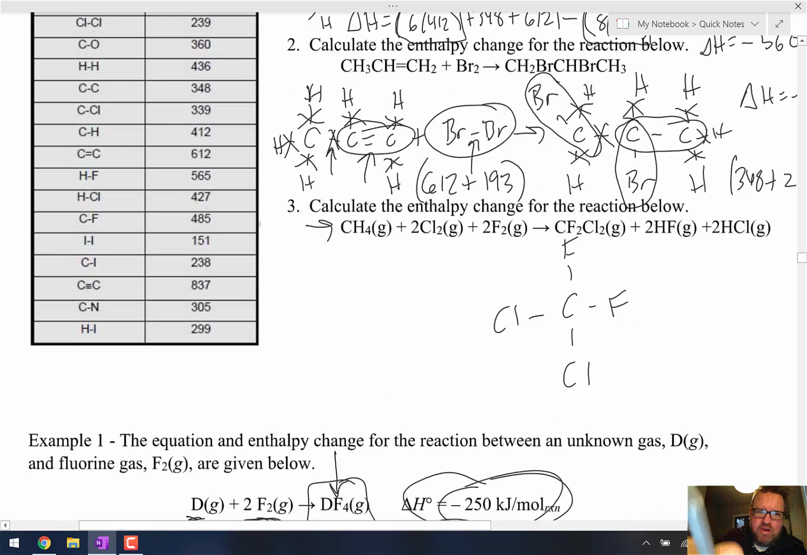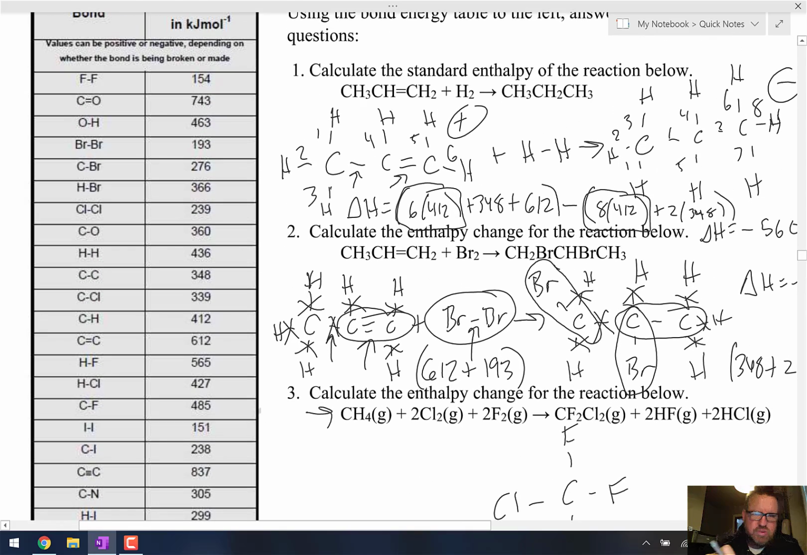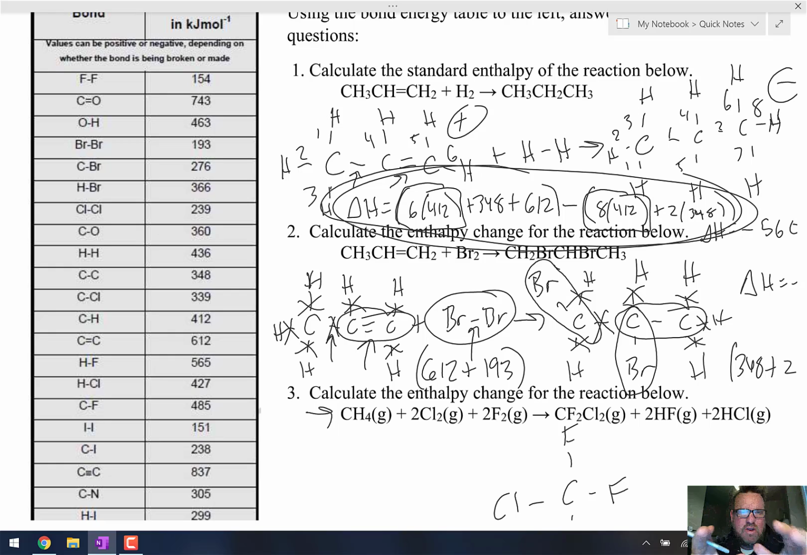Coming back up here to this table, remember when you talk about these bond energies, that's how much energy it would take to break that bond. It's also the amount of energy it takes when that bond is formed, which is why these examples work, because it goes both ways. It takes 154 kilojoules per mole to break that fluorine-fluorine bond. It also means that when two fluorine atoms come together and create a bond, it releases 154 kilojoules of energy.